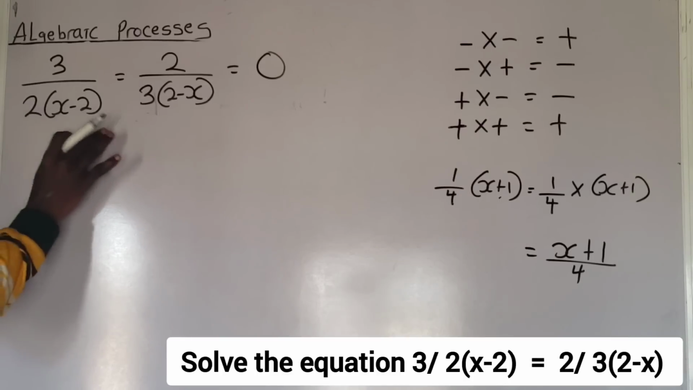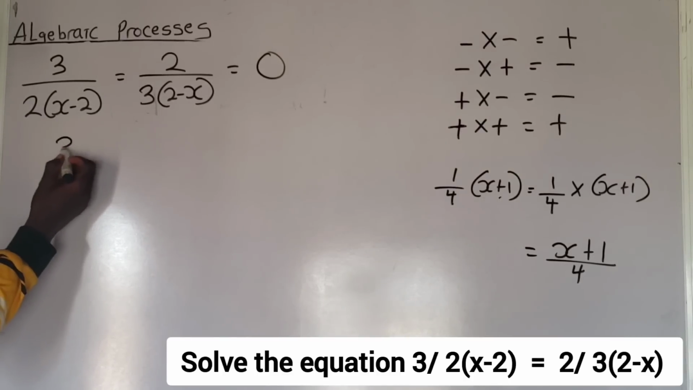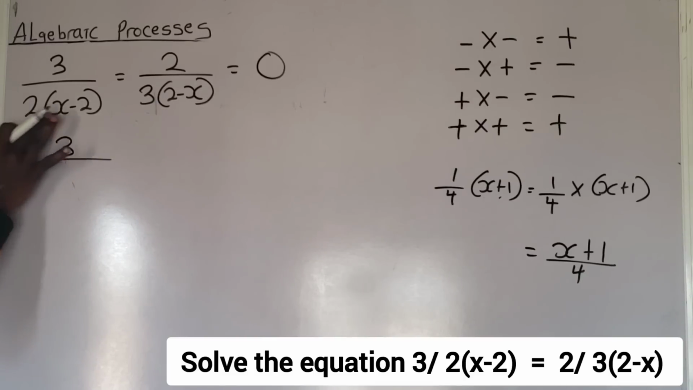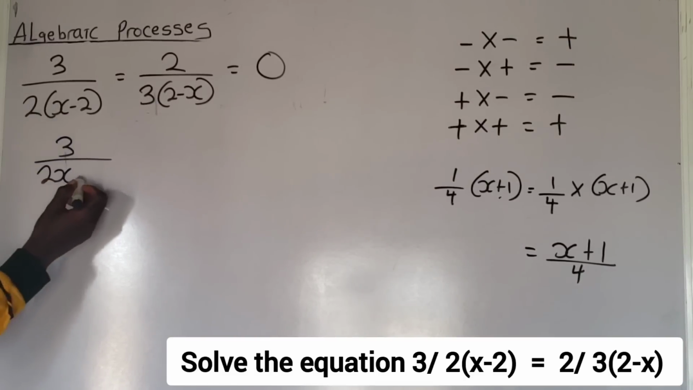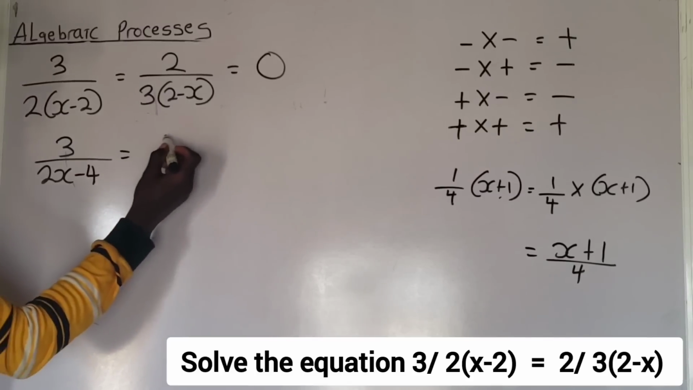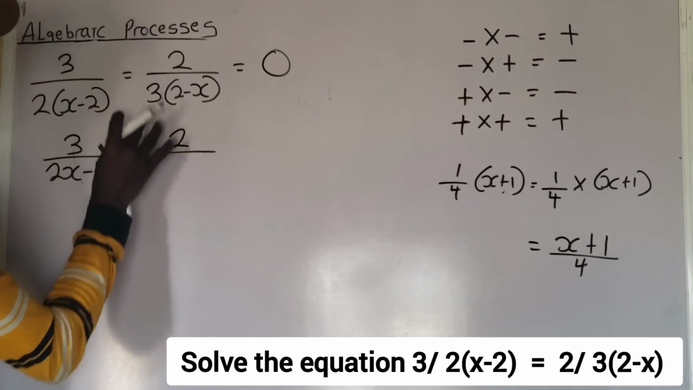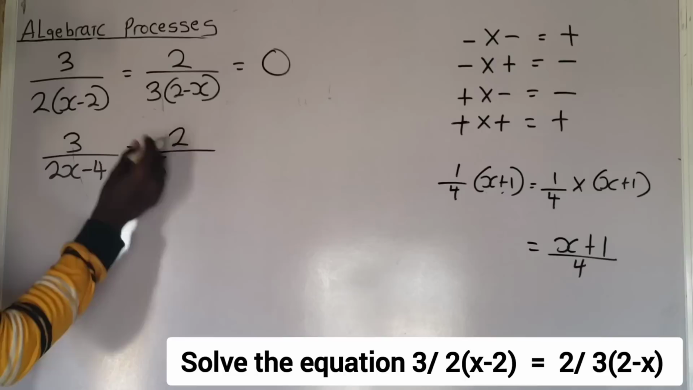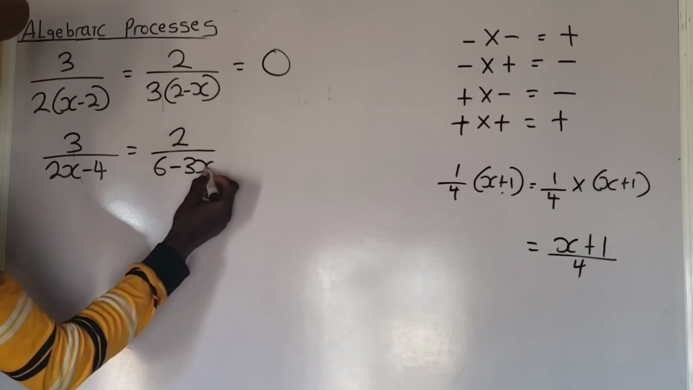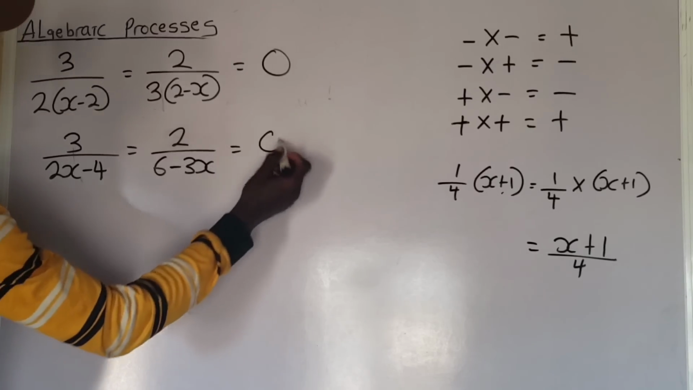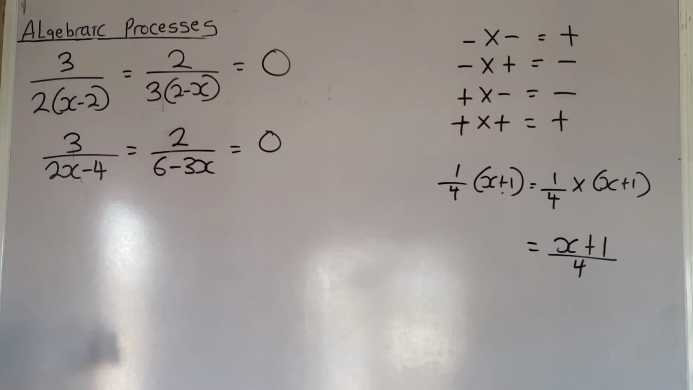Okay, for the denominator. Okay, so for this I'm going to have 3 all over 2 multiplied by x is what? 2x. 2 multiplied by negative 2, that is what? Negative 4 is equals to 2 all over 3 multiplied by 2 is what? 6. 3 multiplied by negative x is what? Negative 3x. You understand what I'm saying? Now the next step here is to take the cross product. The next step is to take the cross product.